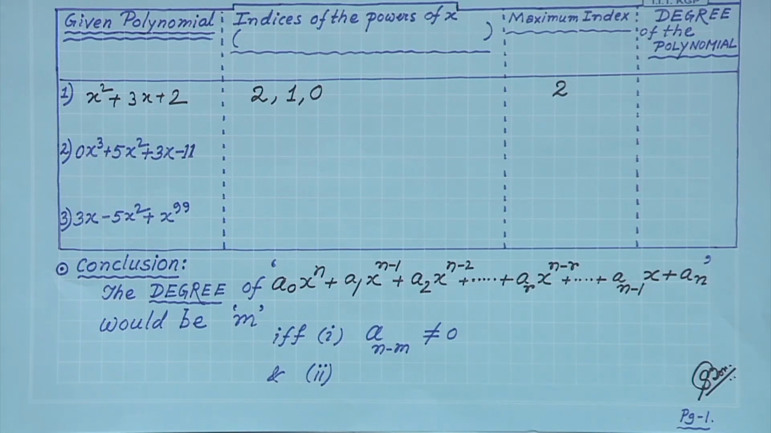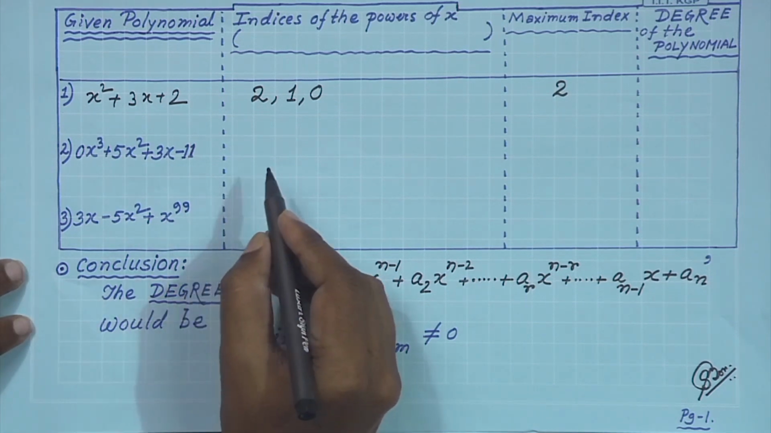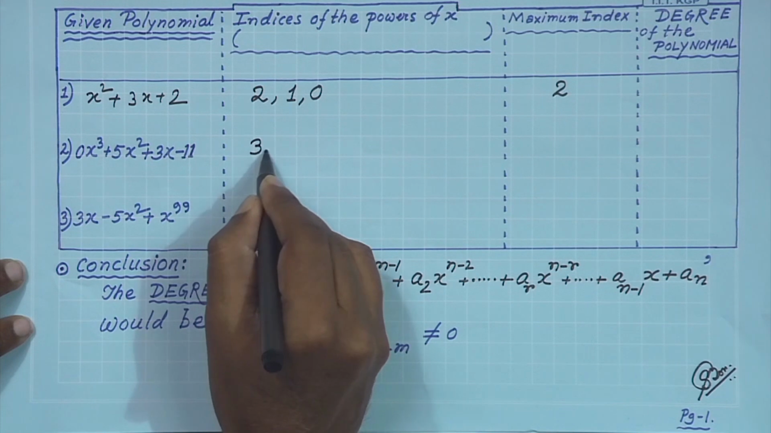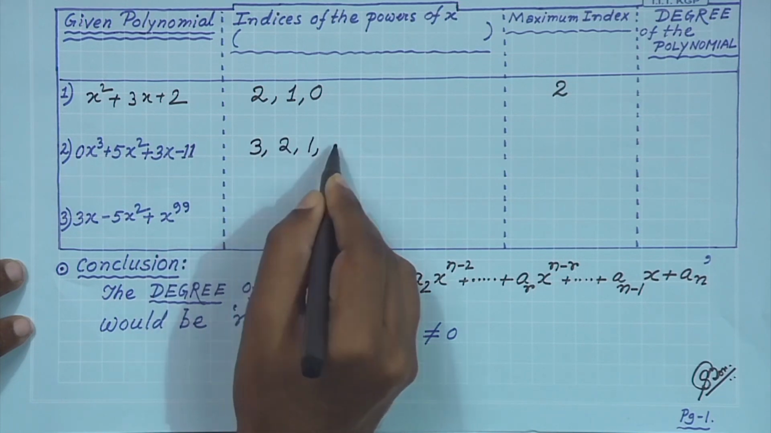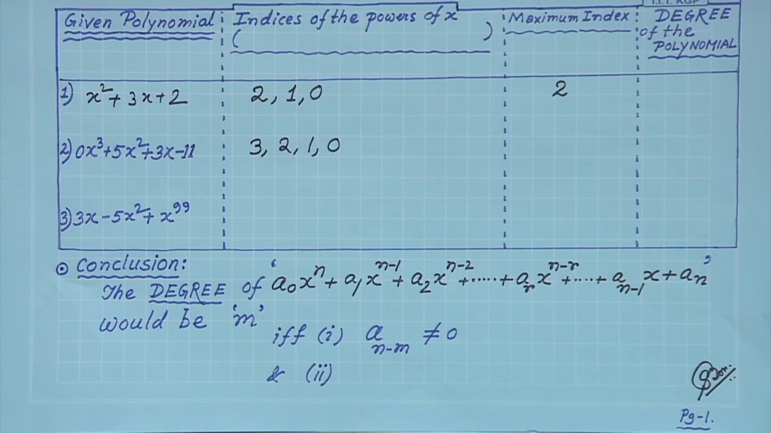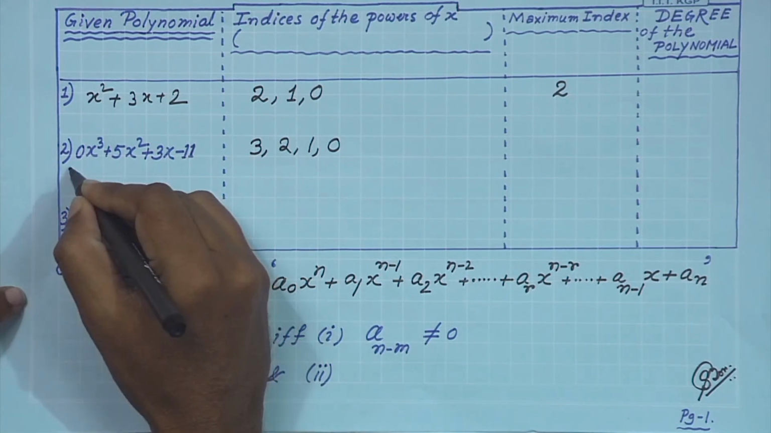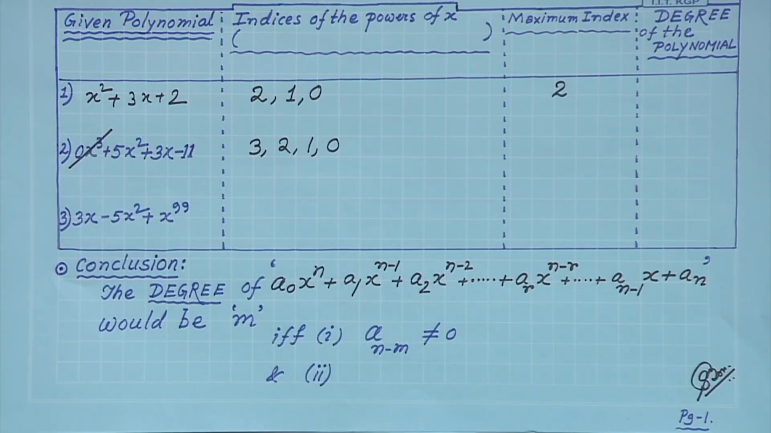Okay. For the second one, what are the powers? The powers are 3, 2, 1 and 0. Again, observe the coefficients of the terms. The first coefficient is 0. Actually, this very term with index of the power 3 will be absent in the polynomial. So, do not consider this term to be included in the polynomial. Just forget about it.